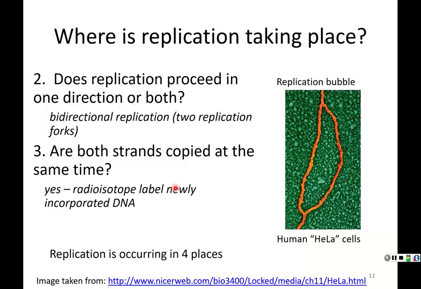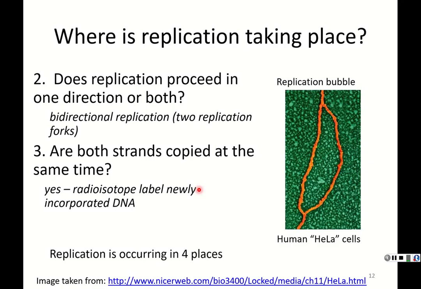The next question is, where is replication taking place? Does the replication proceed in one direction or both? Well, it is bidirectional. So if you look at this under a very powerful microscope, you can see that the DNA, and this is DNA being replicated, you can see that there's what's called a replication bubble. So the DNA strands are unwinding here. So this would be the parent strands together. They're unwinding, and then they're being synthesized on each of these parent strands.